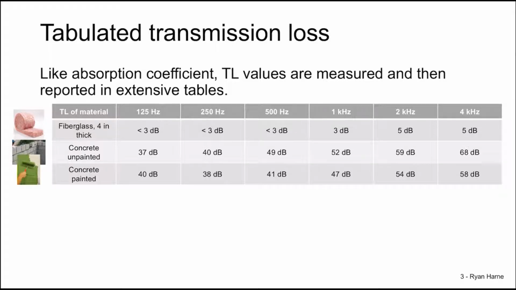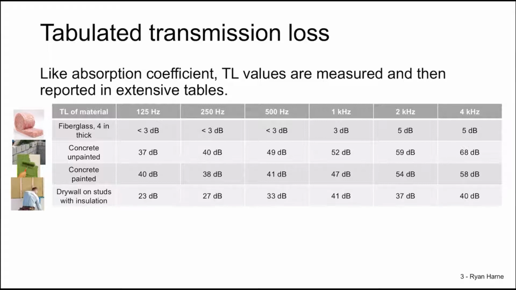Interestingly, painted concrete has less TL, excepting at very low frequencies. This is because the paint serves as an impedance matching layer, which we've found so far leads to enhanced transmission of sound. So although concrete when painted may be more aesthetically pleasing, it's actually worse as a barrier. Drywall with studs and insulation inside provides fairly good transmission loss across the board.